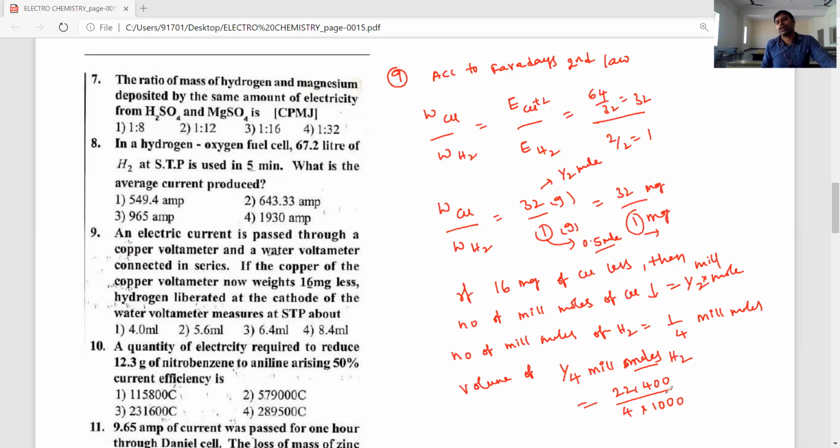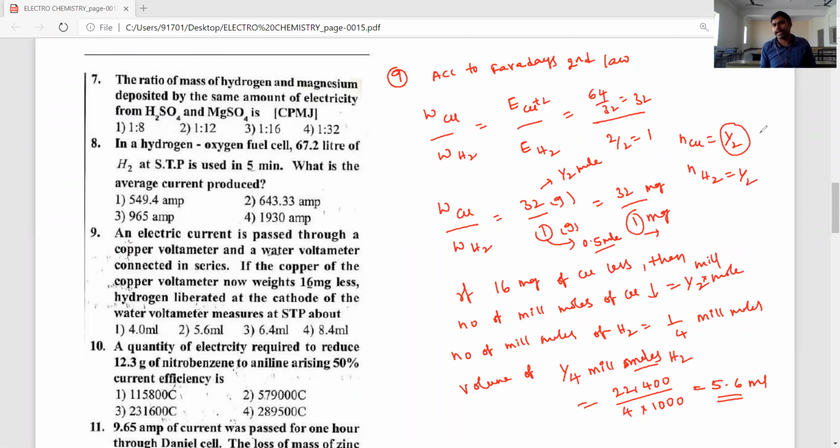So 1 mole occupies a volume of 22,400 ml. 1 by 4 millimoles is 1 by 4 into 1000 moles. On simplification we will get 5.6 ml. The important thing here is that the amounts of copper and hydrogen deposited are half a mole and half a mole. So the number of moles of copper is half, and the number of moles of H2 is also half.